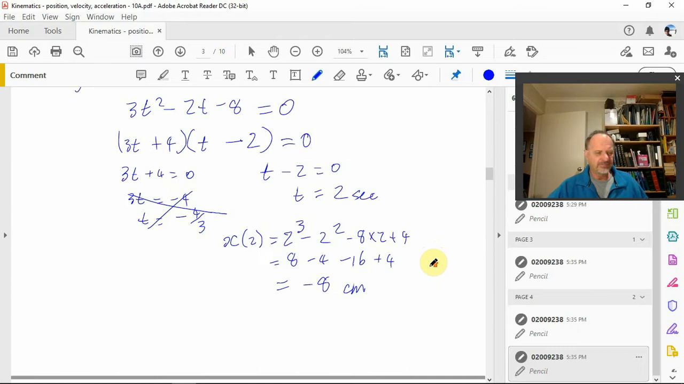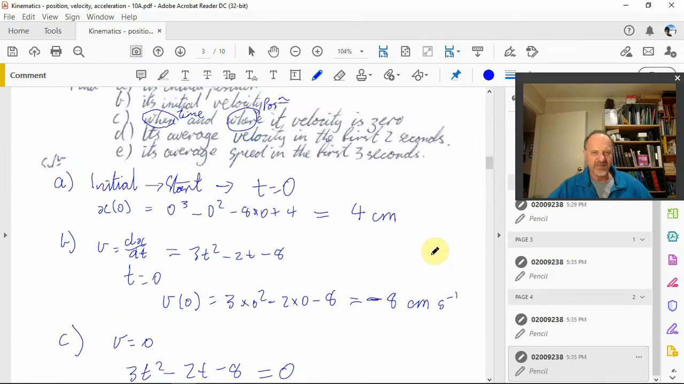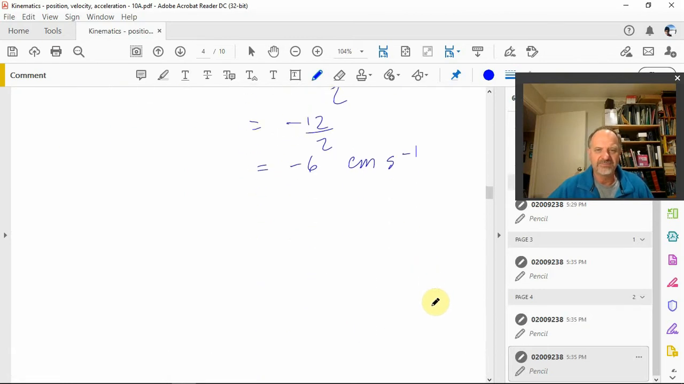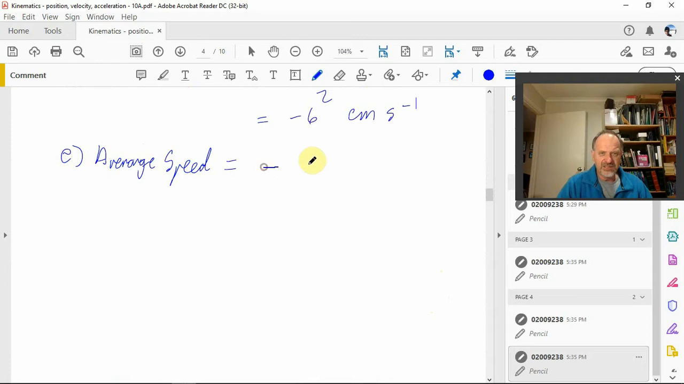All right, the next one, it says its average speed in the first 3 seconds. So E is our average speed. Now, average speed is our distance travelled.